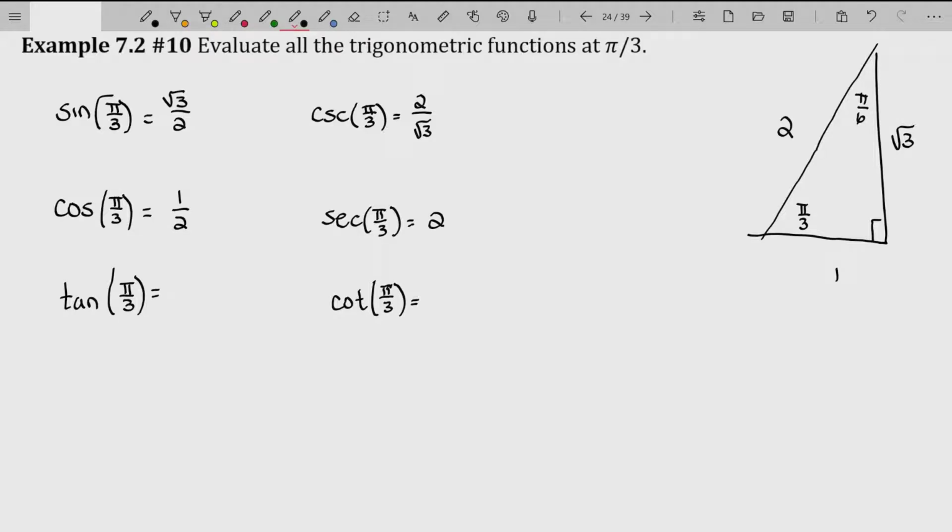And then finally the tangent of pi over 3, opposite over adjacent, which will be √3 over 1, or √3. So I'll write that in here. And of course cotangent is the reciprocal.